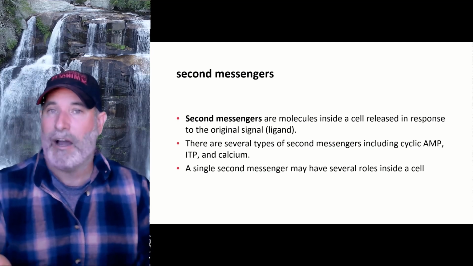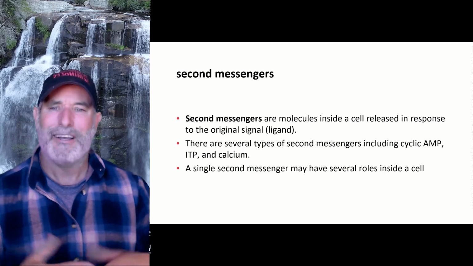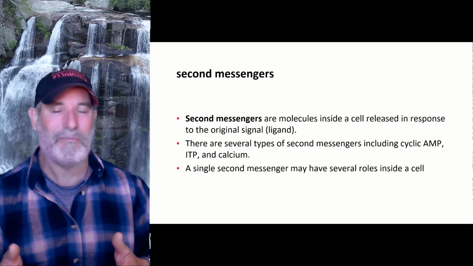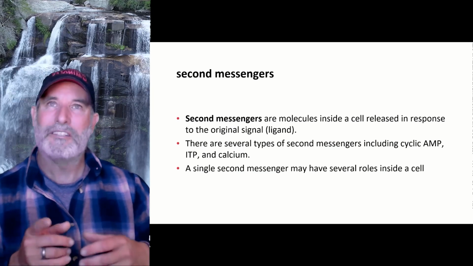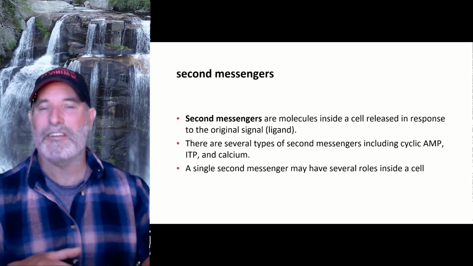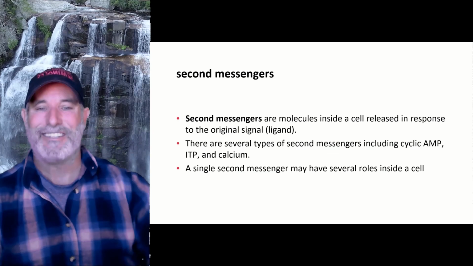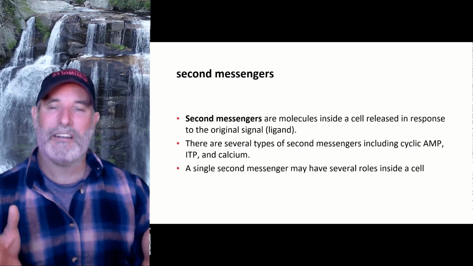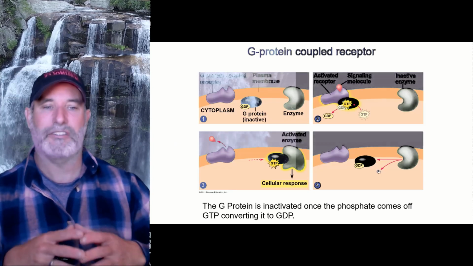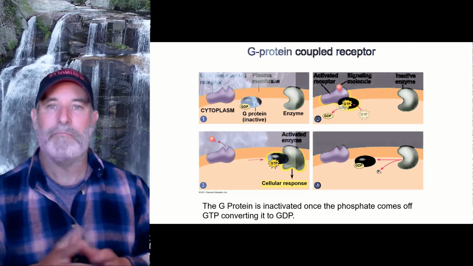IP3 and calcium ions. Calcium ions are actually a very important second messenger, and in fact, they're used in muscle contractions. They're held inside your sarcoplasmic reticulum. You may not have heard that one, but that's part of a smooth endoplasmic reticulum that holds calcium ions. And when they're released into the cytoplasm of a muscle cell, well, they cause muscle contractions. Okay, so a second messenger can serve multiple roles inside of the cell. And that's how a G protein coupled receptor basically works.